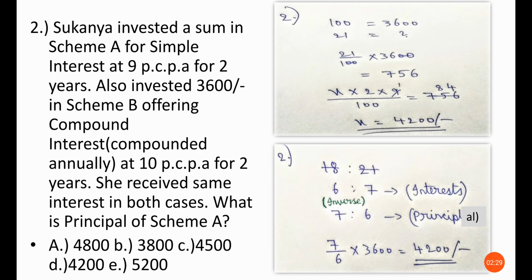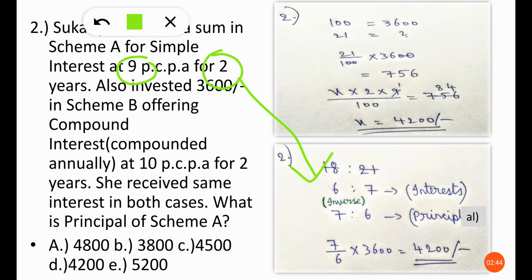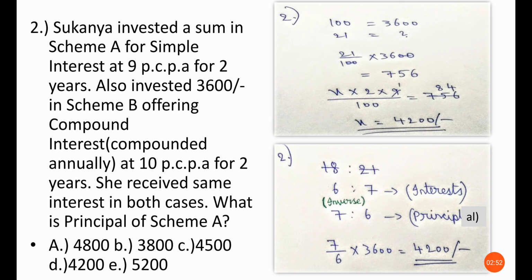There is another method to solve this problem, that is we have to take the simple interests, the ratio between the interests. Here in scheme A the interest is 9 into 2, 18%. Next in compound interest the interest will be 10% per annum for 2 years means 21 percentage. So 18:21. We get 6:7. This is the ratio between the interests.